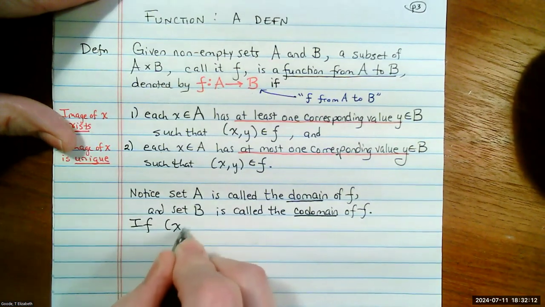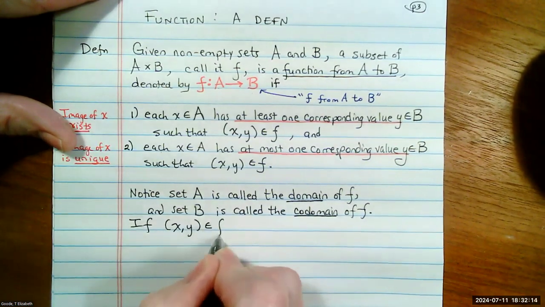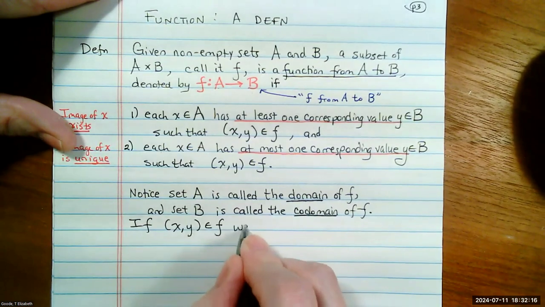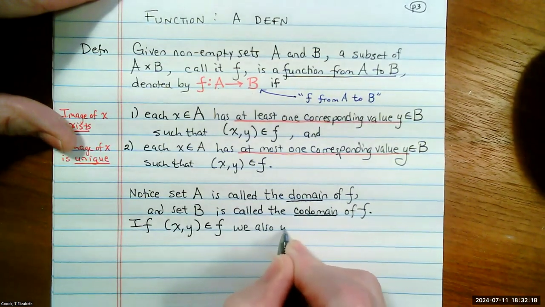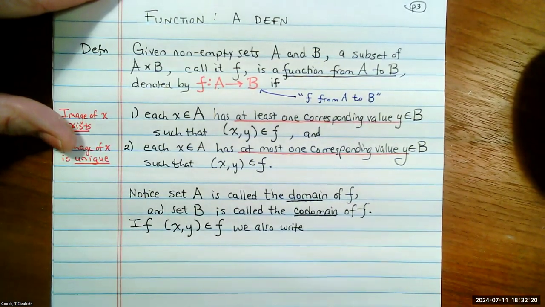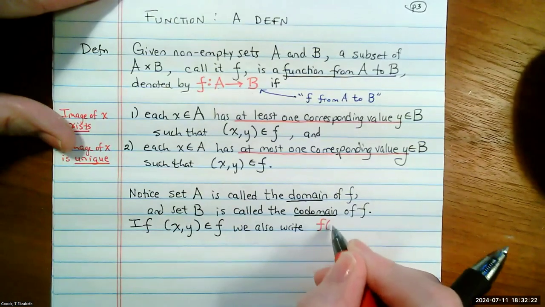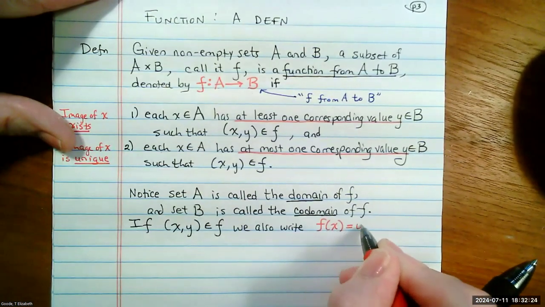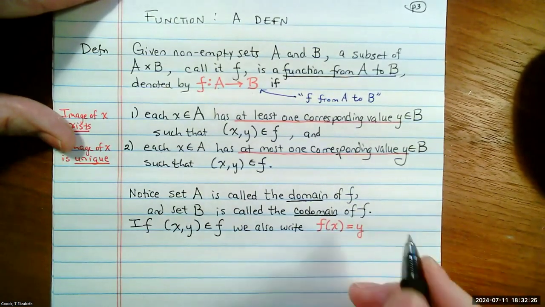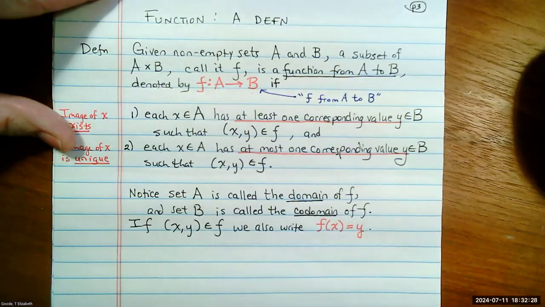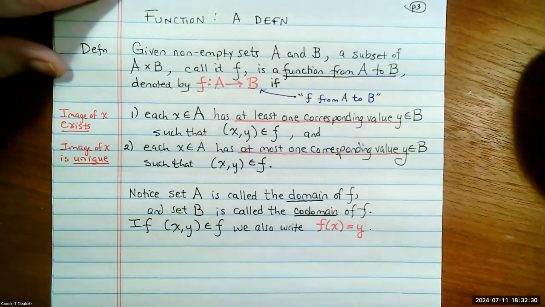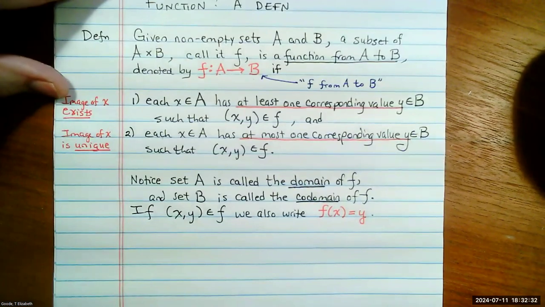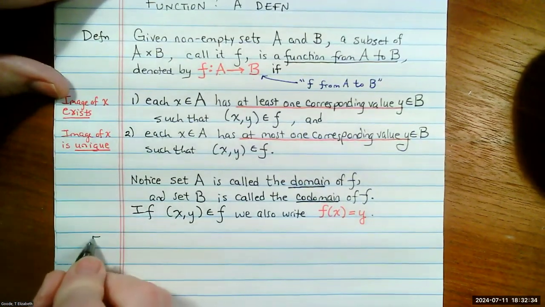If (x, y) is in F, we also write F of X is equal to Y. And that's probably the notation that you're used to seeing. Okay. All right, let's look at some more examples.